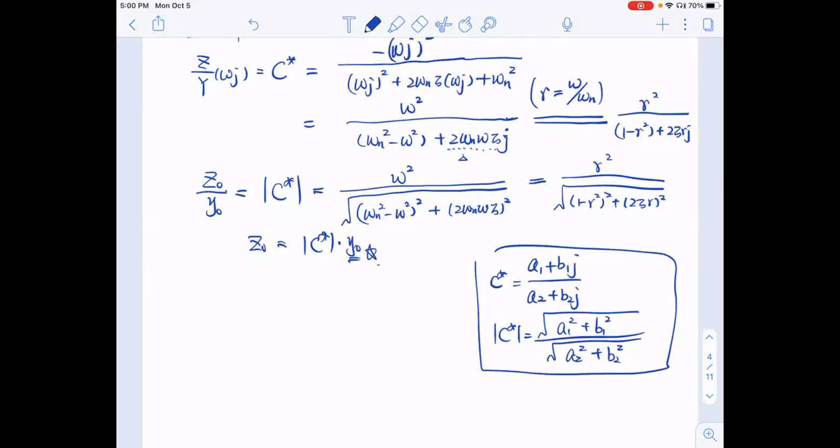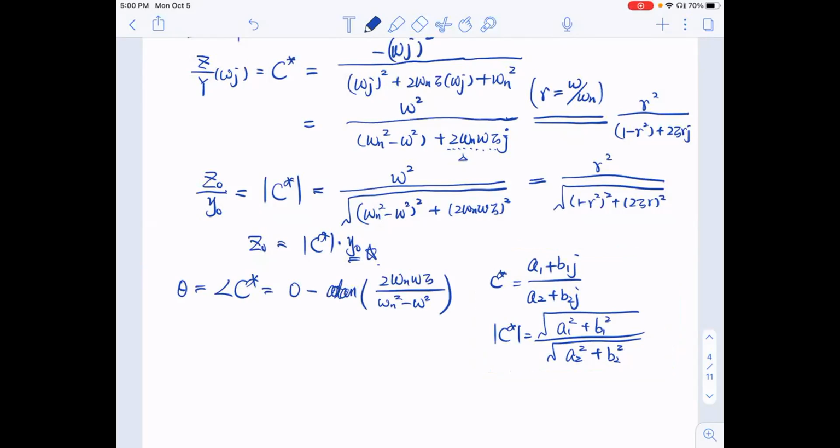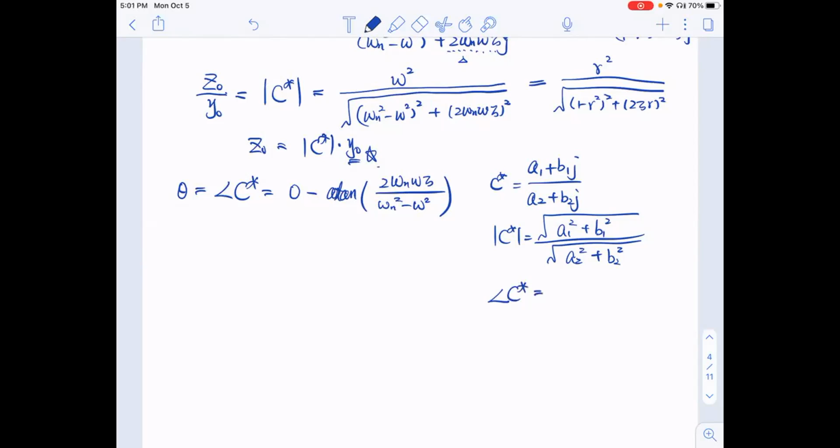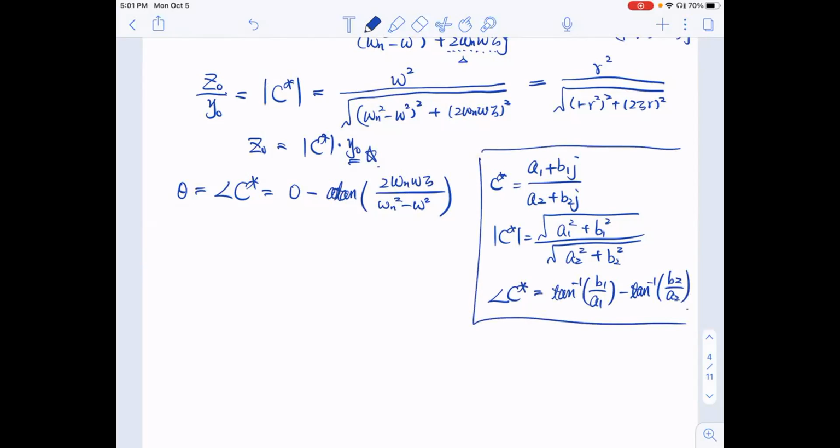All right, so the second part is what is the theta? Your theta is just the angle of this complex number. In this case, your top is a positive value, so 0 degrees minus the arctangent of the imaginary part divided by the real part. I can extend this relationship a little bit. The angle of this complex number is tangent inverse of B1 over A1 minus tangent inverse of B2 over A2. In our case, B1 is 0 and A1 is a real number, so the inverse tangent of 0 is 0 degrees. And then you subtract whatever angle is in the denominator.